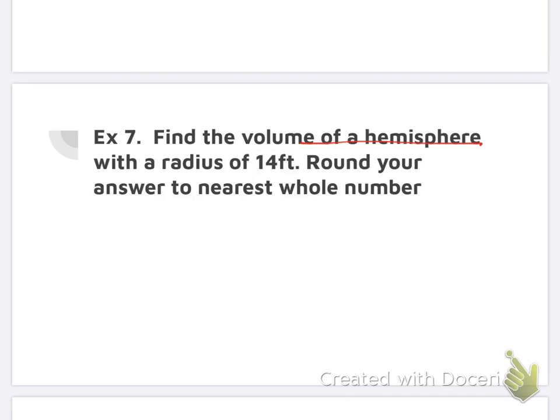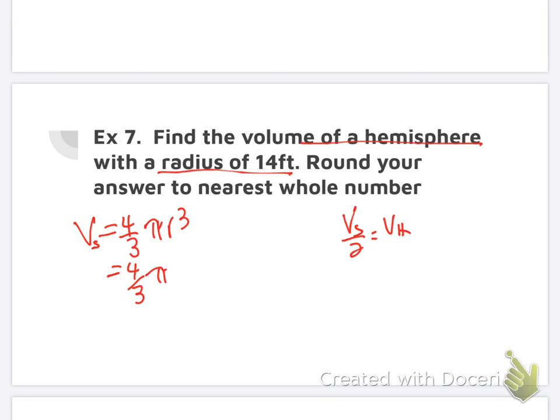And our last example for the semester, I know you're super excited, is to do the volume again of a hemisphere. So volume of sphere divided by 2 is volume of hemisphere. Your radius is given. We know that the volume of a sphere is 4/3 pi r cubed, which gives us 4/3 pi, r is 14 feet cubed. So let's do that. 14 times 14 times 14.